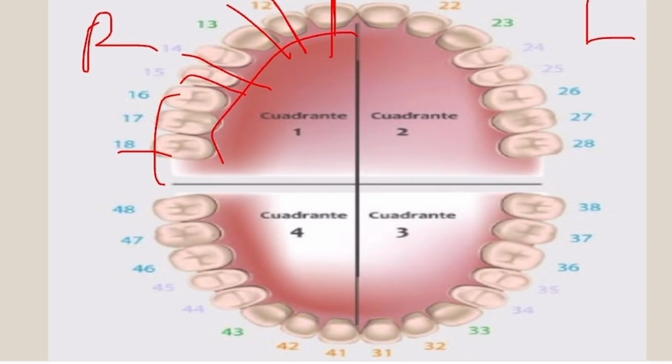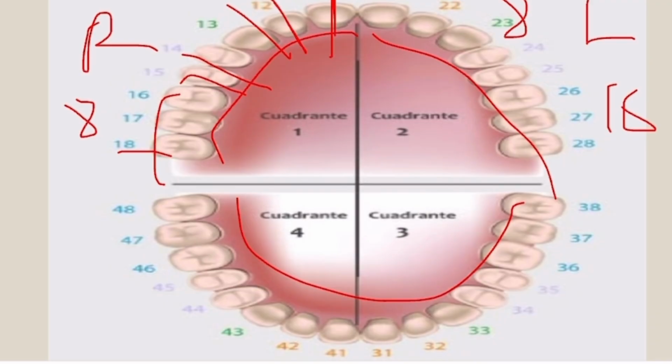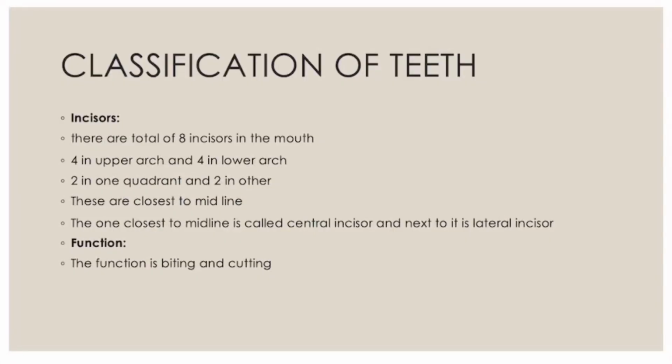So there are 8 teeth in the first quadrant and also 8 in the second. There are a total of 16 teeth in the upper arch and 16 in the lower arch, and the total sum of these two arches is 32. Now let's begin with the classification of teeth.